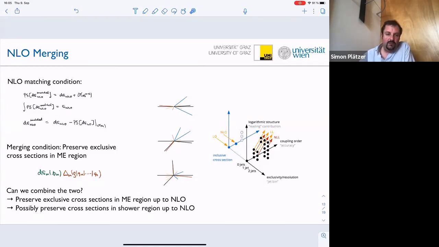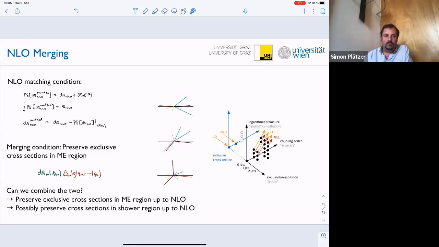For the leading order merging, we've solved a merging condition. The merging condition was demanding that we preserve exclusive cross-sections in the matrix element region and dress them up with the proper Sudakov factor, which tells us that this was an exclusive cross-section. So the demand was that if we act a properly vetoed and truncated shower on however we set up our merged cross-section and merging algorithm, the n-jet cross-section at a resolution rho would exactly have that form.